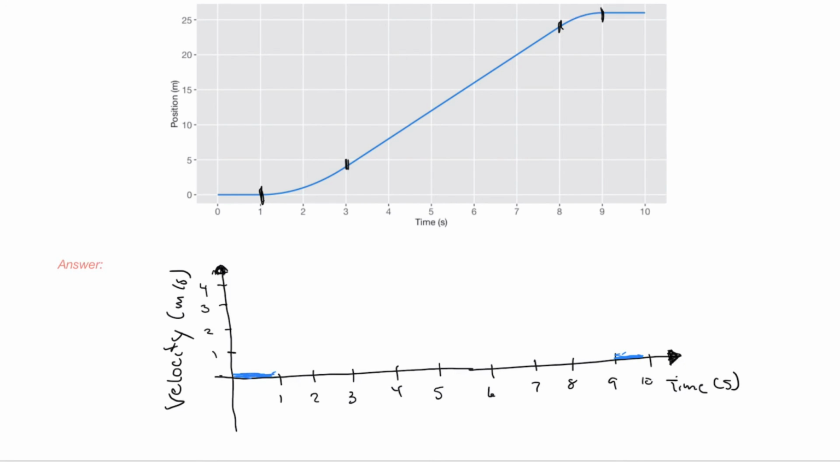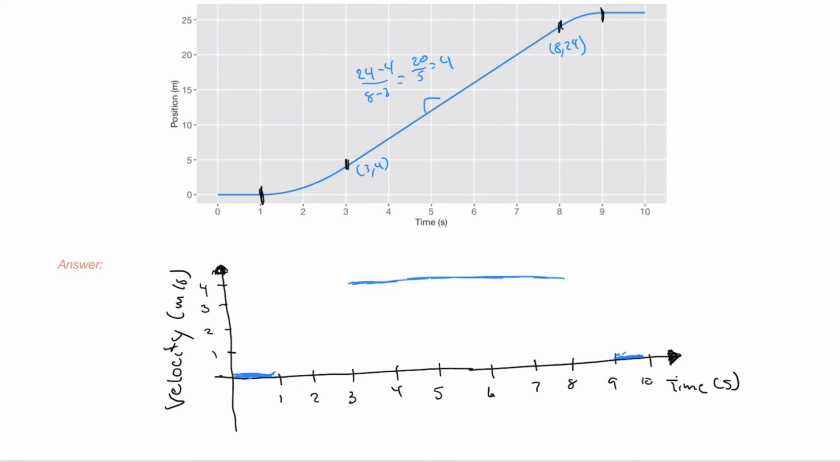Now the next easiest motion to understand is from 3 to 8 seconds. In this case, the elevator is traveling at a constant speed, and we can tell that because we have a straight position versus time graph. We can calculate the speed of the elevator by using the idea of slope. In this case, our elevator looks like it starts at 4 meters at 3 seconds, and then it looks like it ends up at 24 meters at 8 seconds. Using our rise over run formula, we see that that leads to a slope of 4 meters per second. And again, that slope is the velocity, and so we can fill that in on our velocity versus time graph.